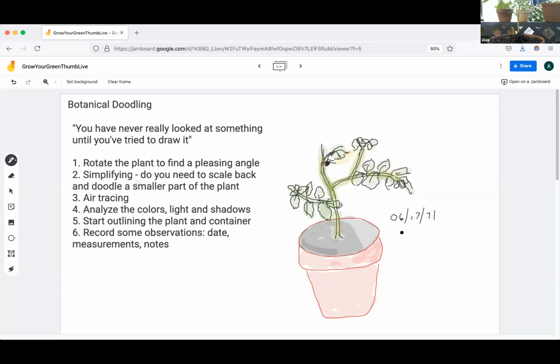And so I'm actually beginning to notice a small cherry tomato forming from one of the flowers. So I'm noticing the first cherry tomato forming.